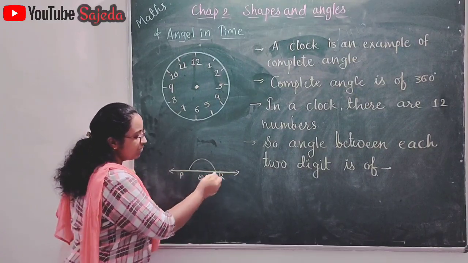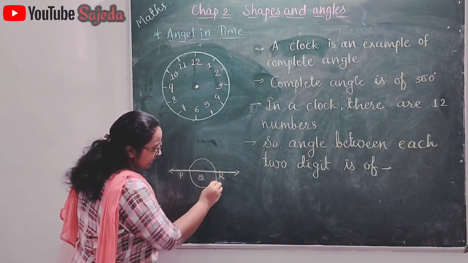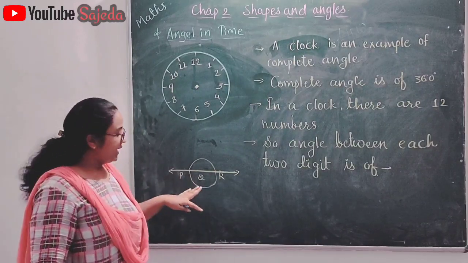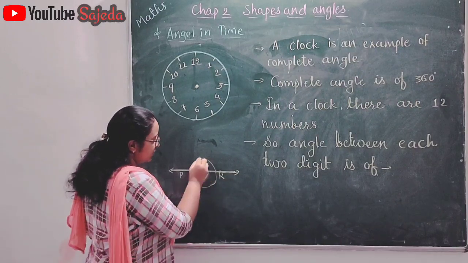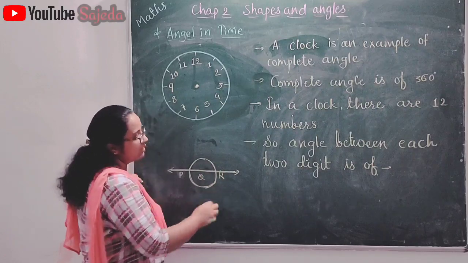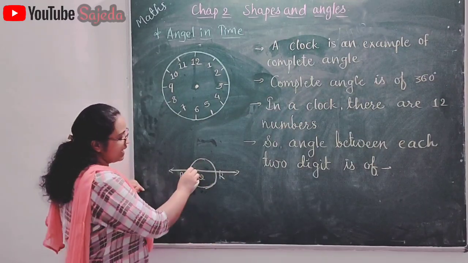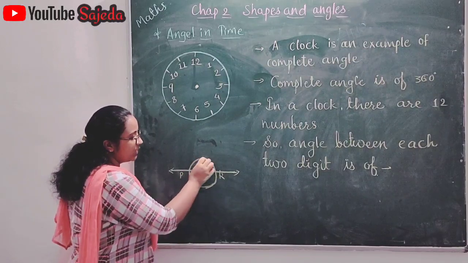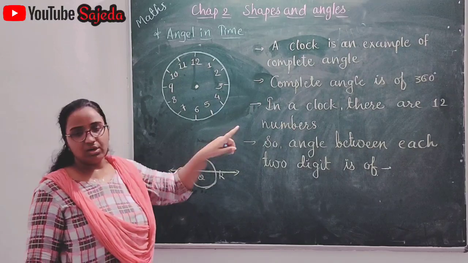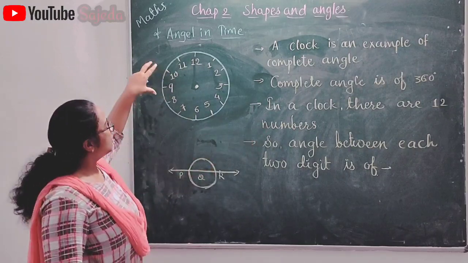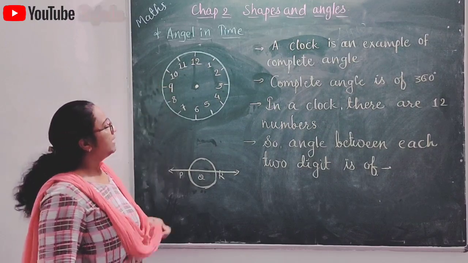So here PQR is a straight angle, and on the opposite side another 180 degree angle is also a straight angle. So 180 plus 180, this is a complete angle. A complete angle is of 360 degree. As I explained, this is a straight angle of 180 degree and another 180 degree. Total they form a complete angle of 360 degree. So this clock is an example of a complete angle.